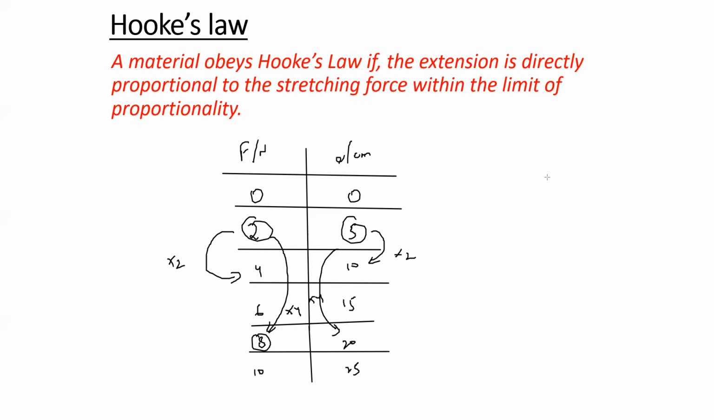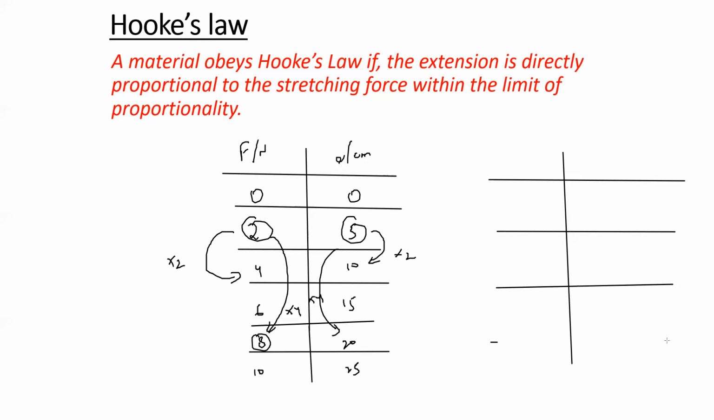But sometimes a spring obeys Hooke's law for only 2 or 3 values and then it deforms plastically. So if initially it is obeying Hooke's law and then it does not, we say it is not obeying Hooke's law. Say 0 and 0, then 50 Newton caused 2 centimeter, 100 Newton caused 4 centimeter. Then 150 Newton will cause 7 centimeter extension.